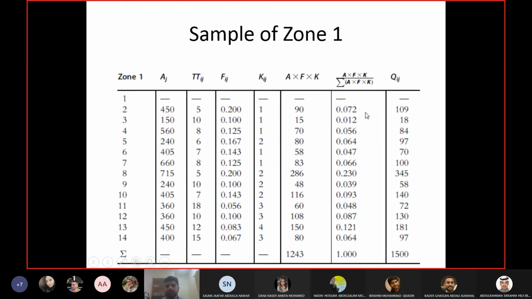According to them, 1500 trips are generated from zone 1. So 1500 into 0.072 gives you 109. Then 1500 into 0.012 gives you 18, and so on. The summation of this QIJ column should be equal to the total number of trips produced from zone 1. If you are doing it for zone 1, then it should be equal to the total number of trips produced from zone 1.